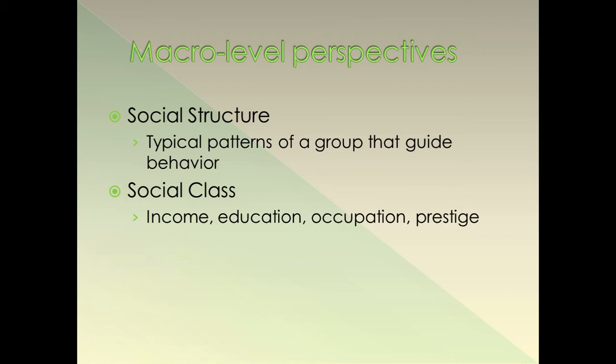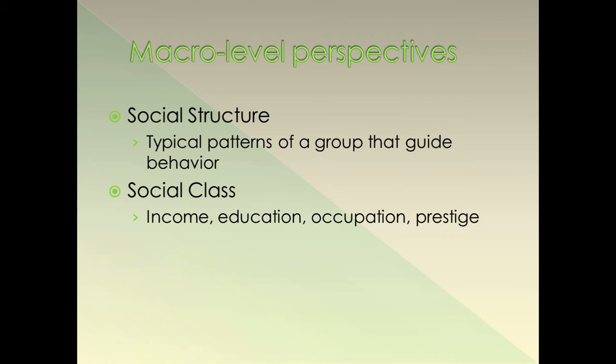So if we're talking about something like social class, which components include income, education, occupation, and prestige, we can look at different social classes and see typical patterns of that group that guide their behavior.